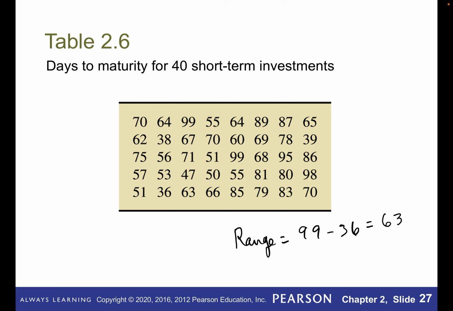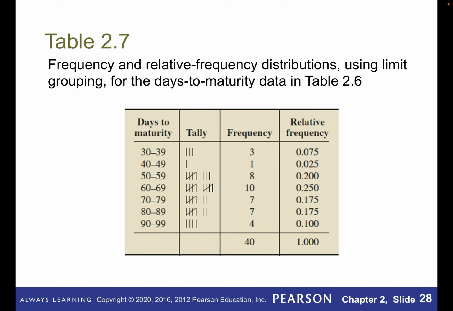But since we're still working with whole numbers, we can use limit grouping. And so here you can see in table 2.7, this is one way that this can be done. This seems to be a pretty good way to divide up the classes. But notice that with each class, there is a clear lower limit and a clear upper limit. In other words, with each class, there's the smallest value that can go in that class, and then the highest value that can go in that class.